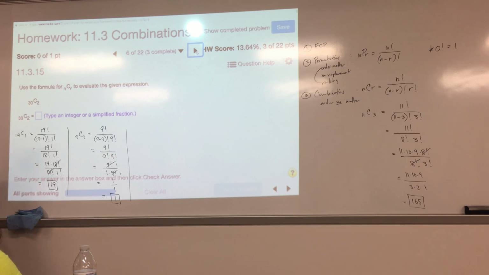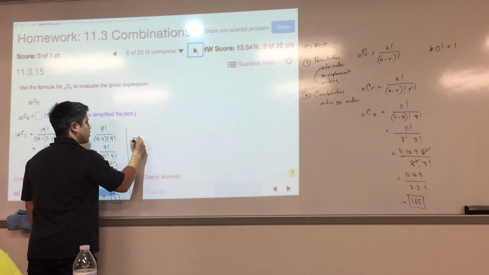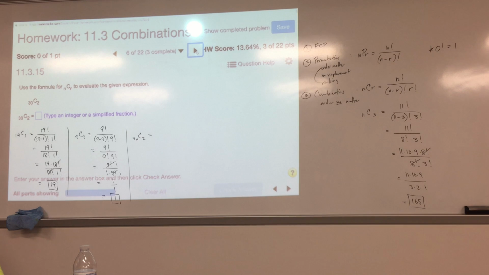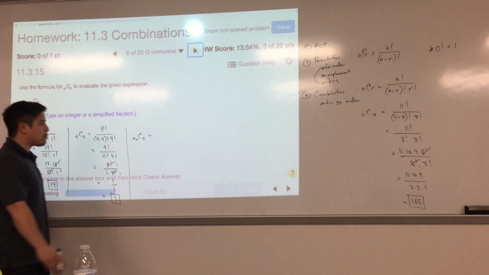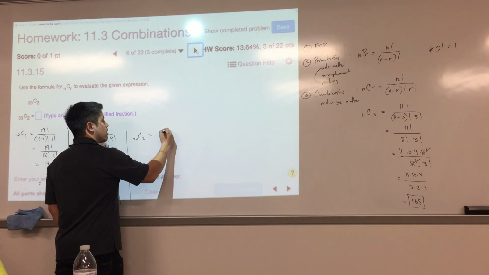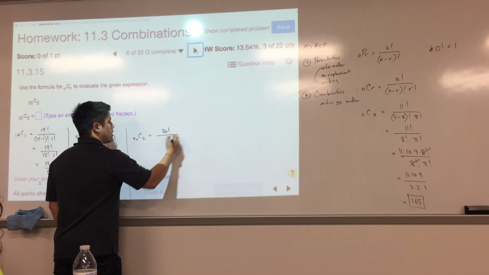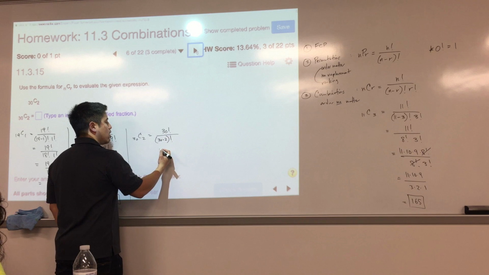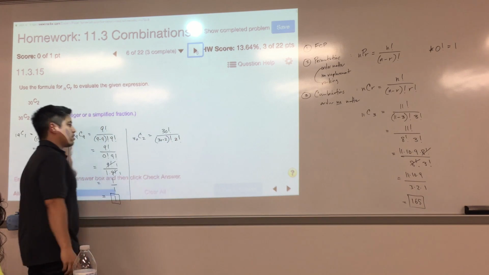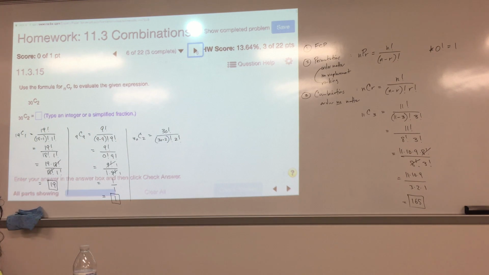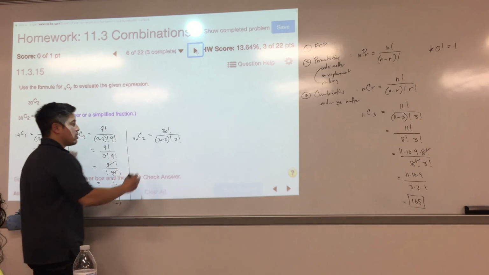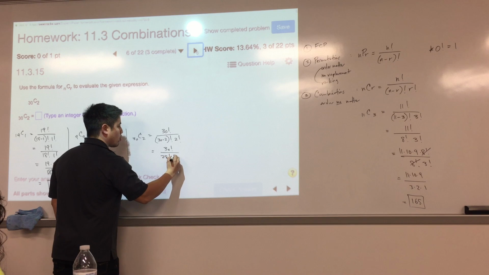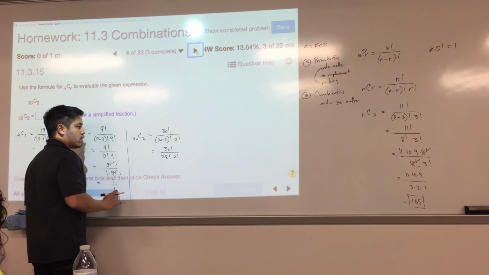All right, let's take a look at this one. No tricks here. Just a standard problem, 30C2. Let's go set it up. N, 30 factorial. N minus R, 30 minus 2 factorial. R factorial, there it is, there's your setup. Right? So now this is 30 factorial over 28 factorial, 2 factorial.